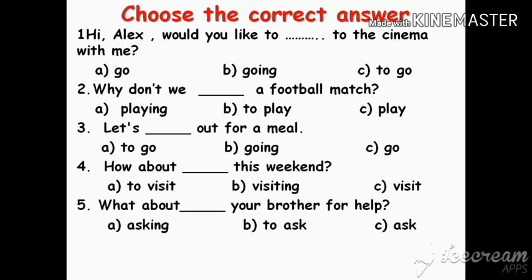Number 4, how about this weekend? You have to visit, visiting, and visit. Number 5, what about your brother for help? Asking, to ask, and asked. As I always tell you, you can pause the video for a while and do the exercise, and when you finish, check the answers, whether your answers are correct or not. So let's correct it together.